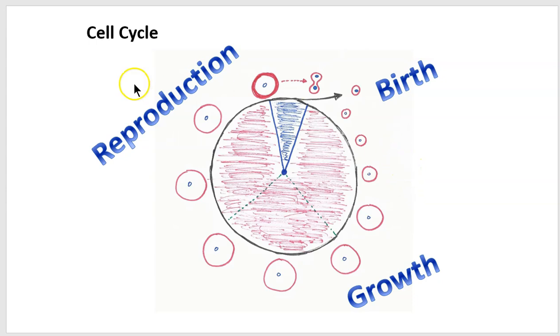It's now time to introduce the idea of the cell cycle, where cells have a moment of birth, a period of growth, and then they reproduce. And we're going to divide the cell cycle into two major sections, colored here red, and then the blue wedge up here. First, we'll see what happens in the red phase of the cell cycle.